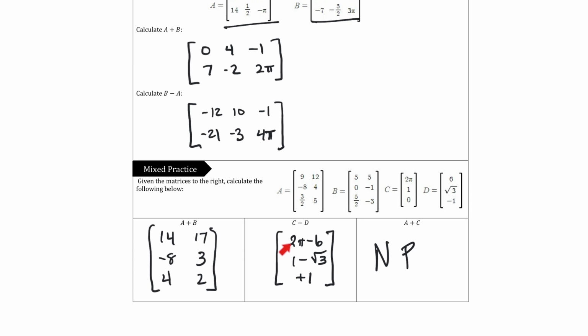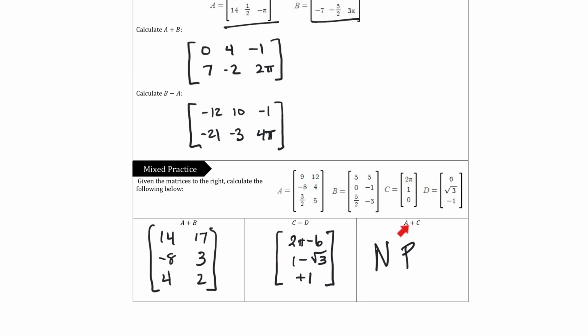Sometimes we'll be dealing with variables. Instead of 2 pi, you may have x, and you can't actually do x minus 6, so we'll just write it that way. If you have an operation that is not a whole value, or you're dealing with variables, then you'll simply write the expression like I've got here. I could have written these out as decimals, but I didn't want to do that.